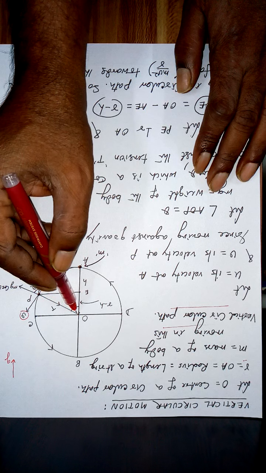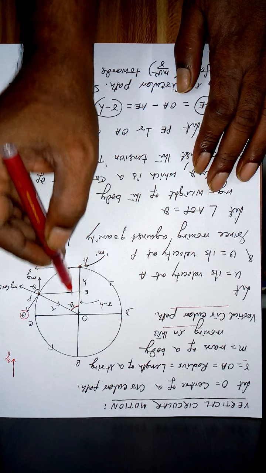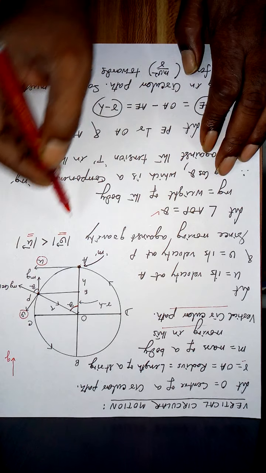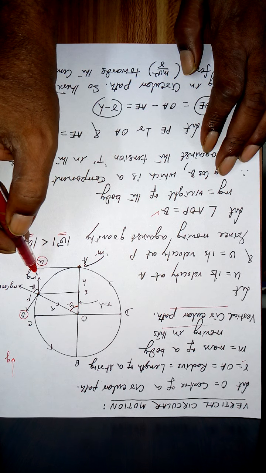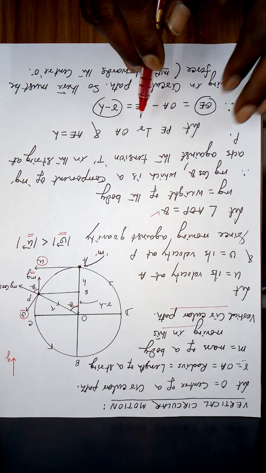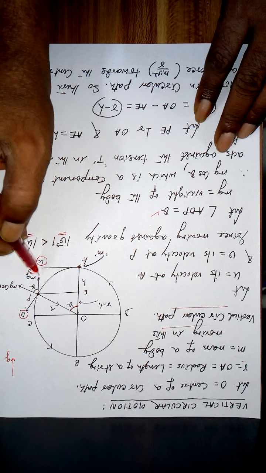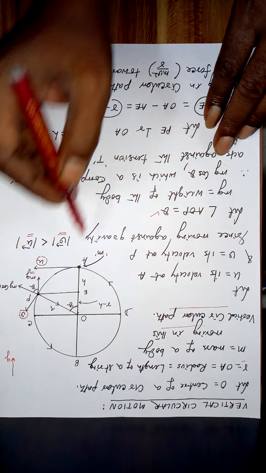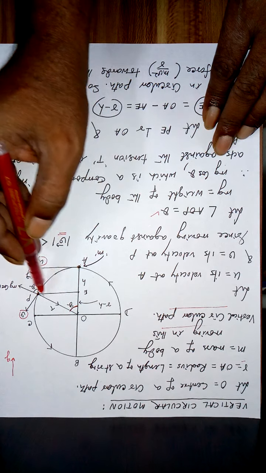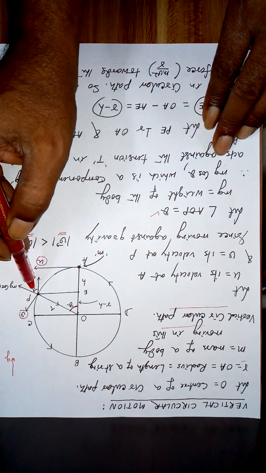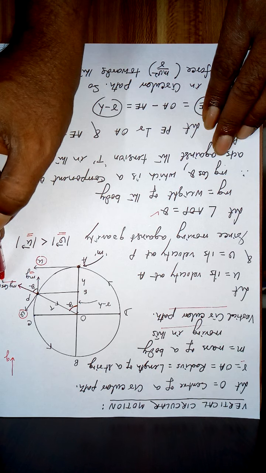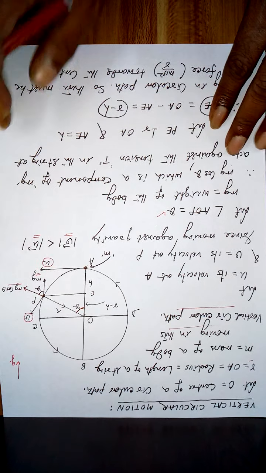Then join this point with O. Let this angle be theta, that is, angle AOP is equal to theta. At this point, earth is pulling the body down. So mg is the weight of the body. Now let us split mg into components. If this angle is theta, this line is parallel and this line is transversal, so this angle is also theta. Therefore this much will be the component of mg, that is mg cos theta.